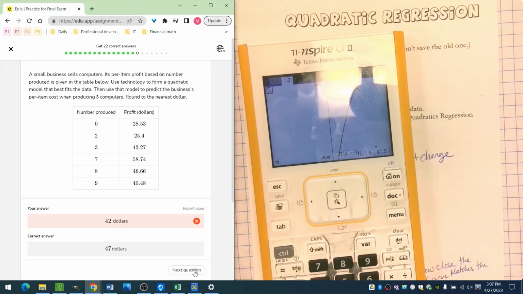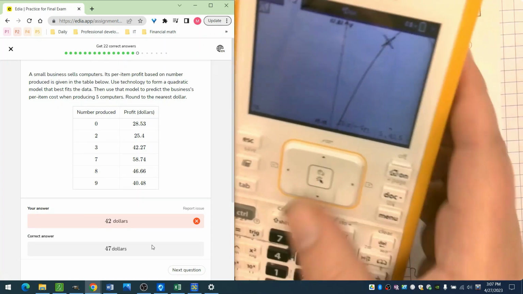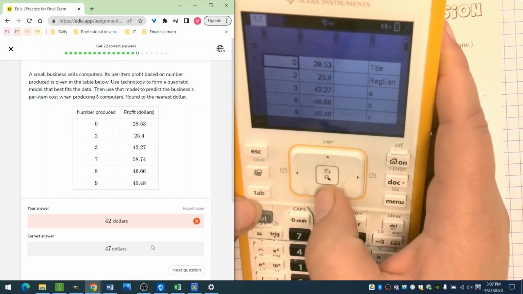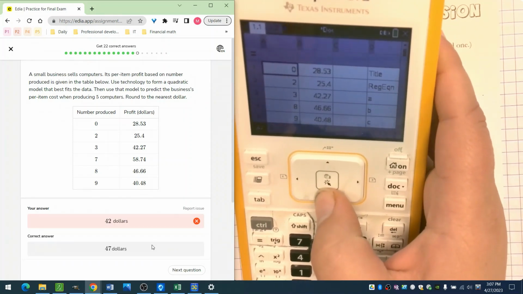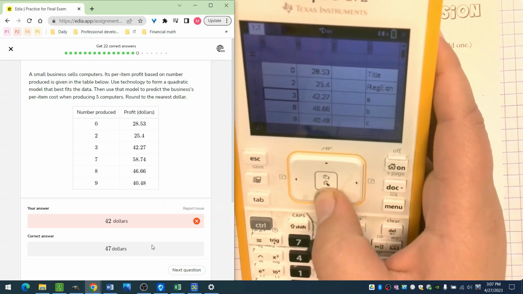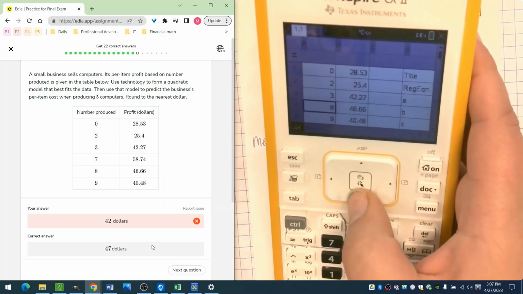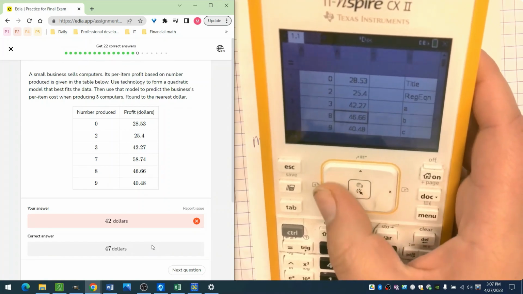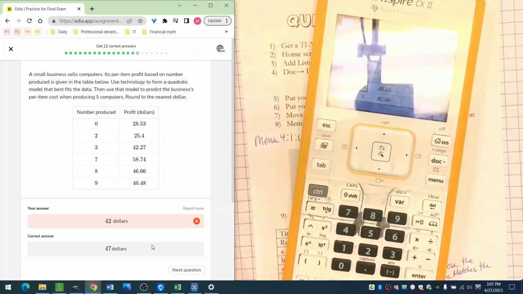Oh no, did I do something wrong? Okay, it says I got it wrong, which means I must have put my data in wrong. So let's find the mistake. 0, 2, 4, 3, 7. Oh, I forgot to change that to a 7. That's my mistake. I didn't change number 7. I got wrong on mine. Okay, so I'm going to have to do a new question.